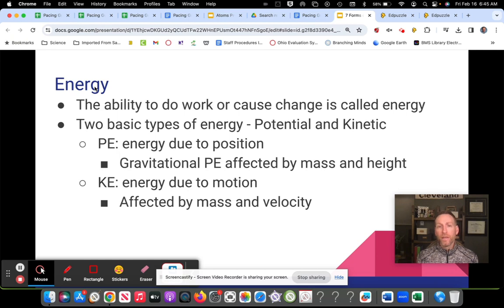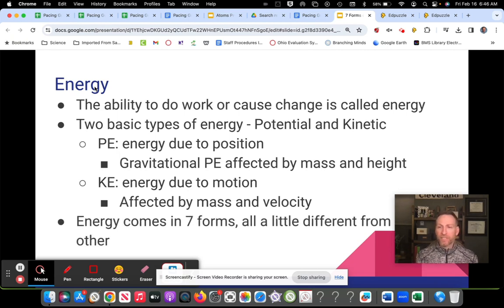You need to know that potential energy, specifically gravitational potential energy, is affected by mass and height, those two factors. And you need to know that kinetic energy is affected by mass and velocity, those two factors. That is really important for this unit. That's a big idea that we need to know.